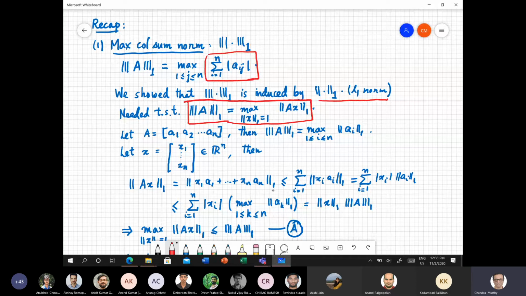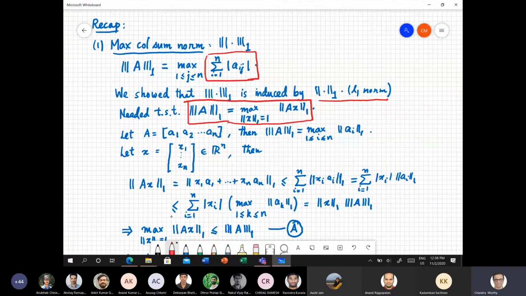Then I use the triangle inequality of the L1 norm. The L1 norm is a vector norm and therefore it satisfies the triangle inequality, and I take the norm inside the summation. So I get less than or equal to the summation, i equal to 1 to n, of the L1 norm of xi ai. Xi here is just a scalar, so I can bring that out and write it as mod xi times the L1 norm of ai by the homogeneity property of the vector norm.